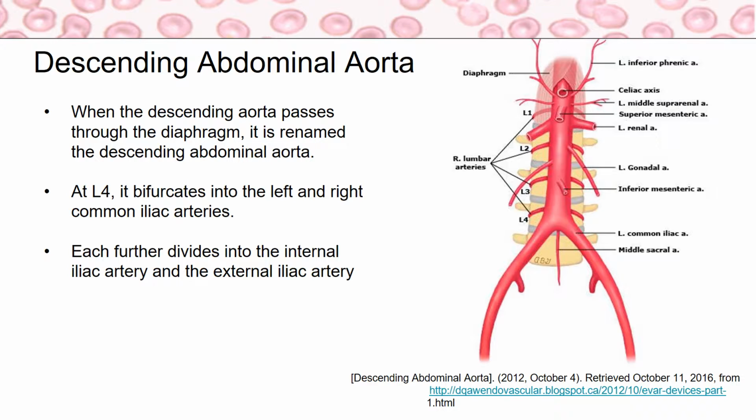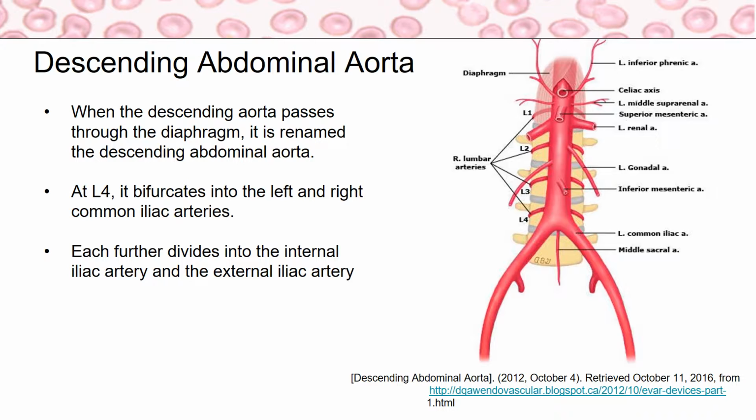Now the descending abdominal aorta. So up to this point, we talked about the descending aorta, which is also called the descending thoracic aorta, but after this vessel passes through the diaphragm into the abdomen, it is renamed the descending abdominal aorta.